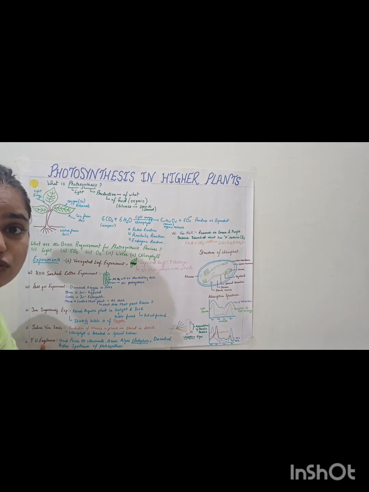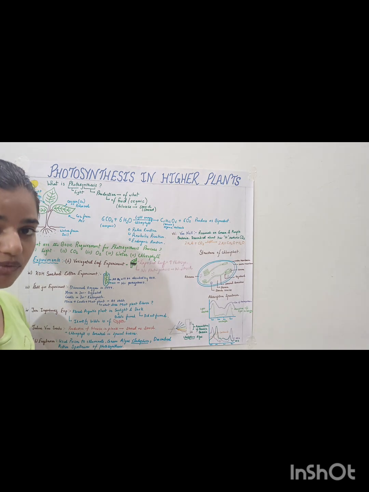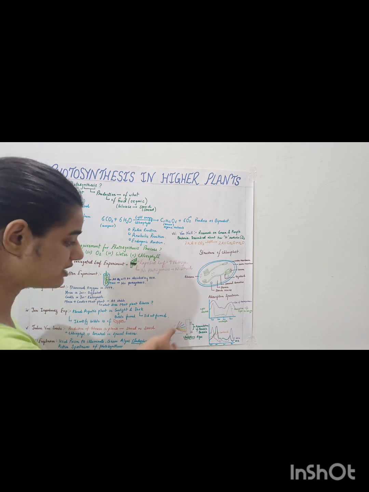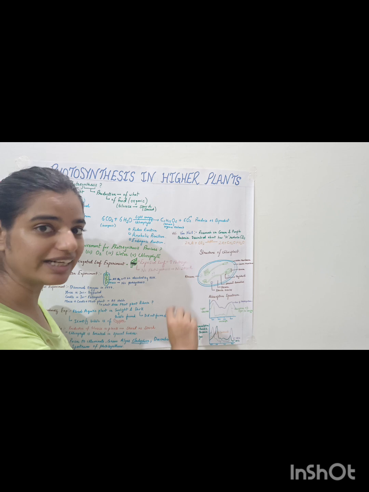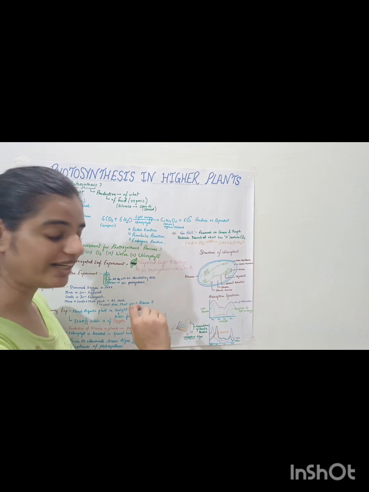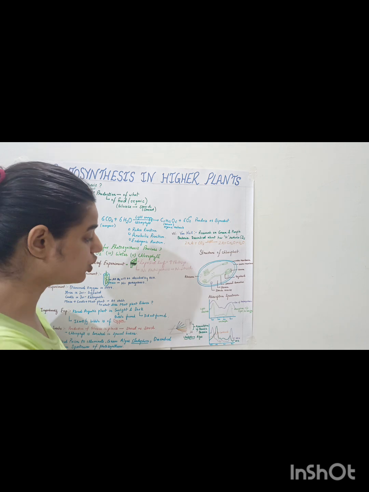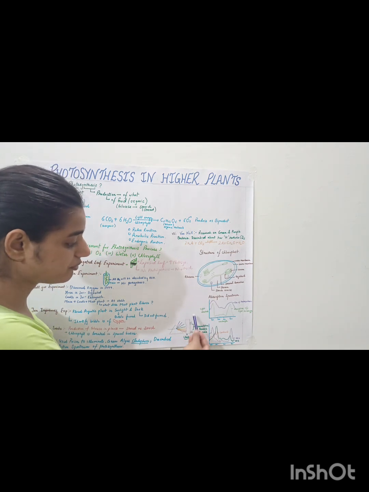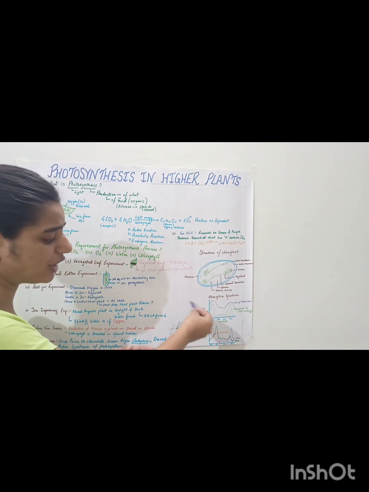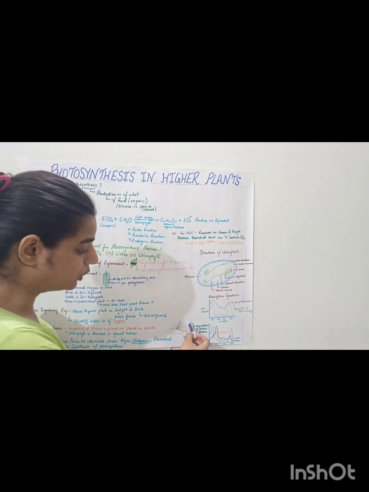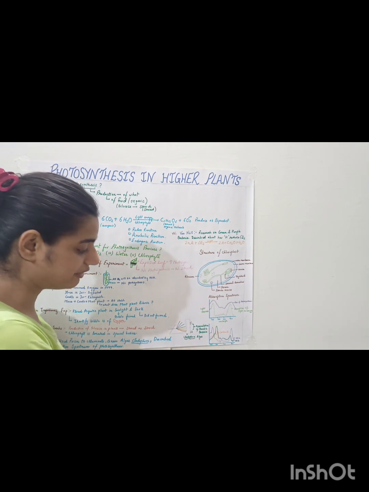Then the next most important experiment is the Engelmann experiment. Engelmann took Cladophora algae, placed a prism, and illuminated the Cladophora with white light. The prism divides the light into 7 colors, that is VIBGYOR, and he observed the accumulation of aerobic bacteria in the blue region and in the red region.